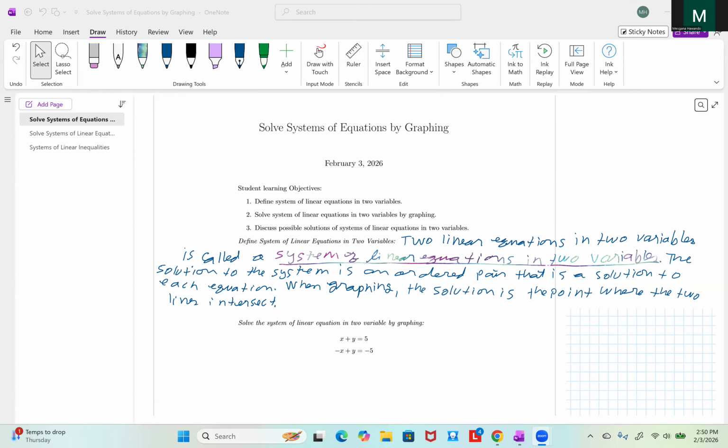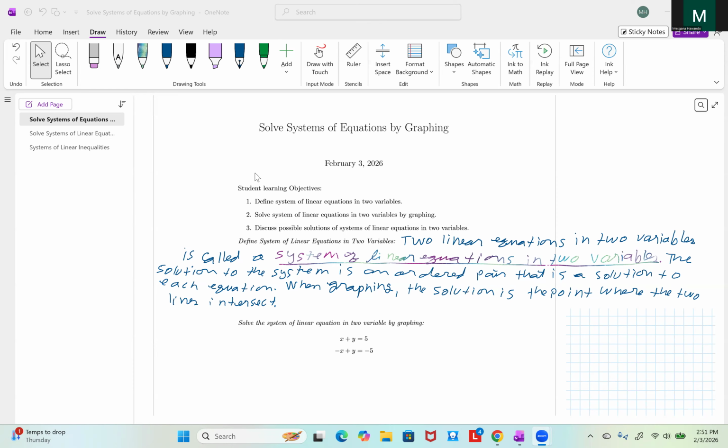Solve systems of equations by graphing. Student learning objectives: define system of linear equations in two variables, solve a system of linear equations in two variables by graphing, and discuss possible solutions of systems of linear equations in two variables.